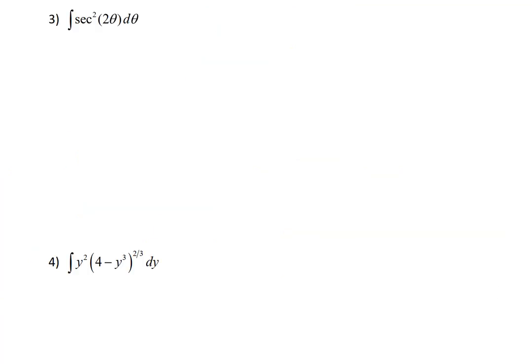Our third example is the integral of secant squared of 2 theta d theta. Now again, we're looking to let u represent some part of this function whose derivative is also part of this function, but sometimes that's not always super clear. If you look at this one, you'll see a secant squared. You may recognize that as one of our common derivatives.